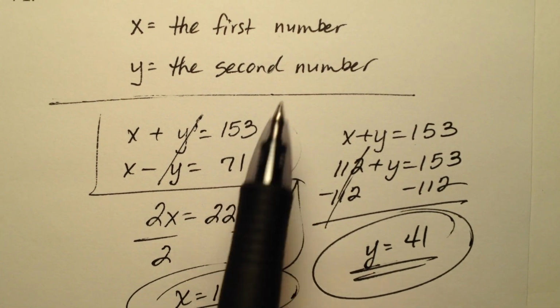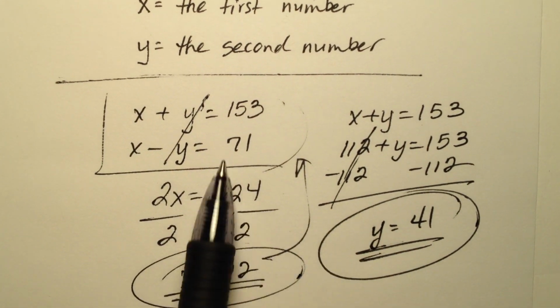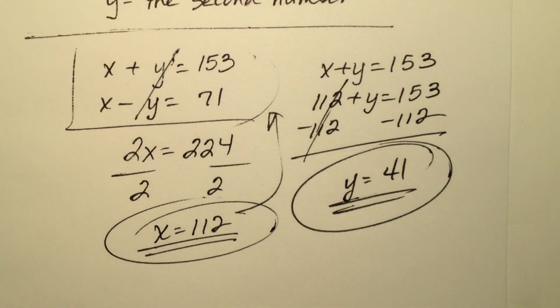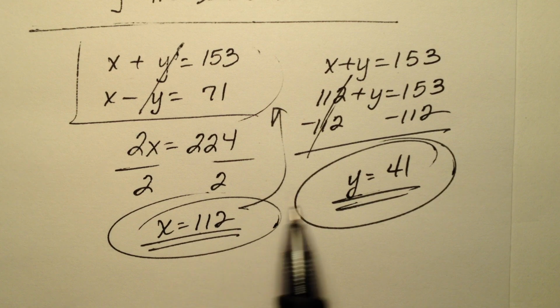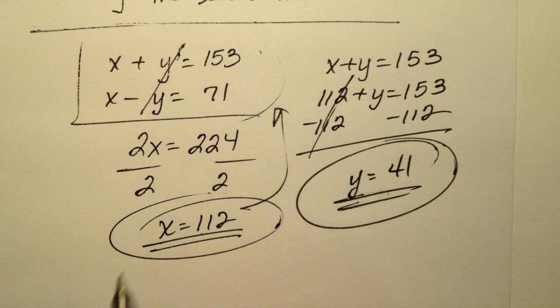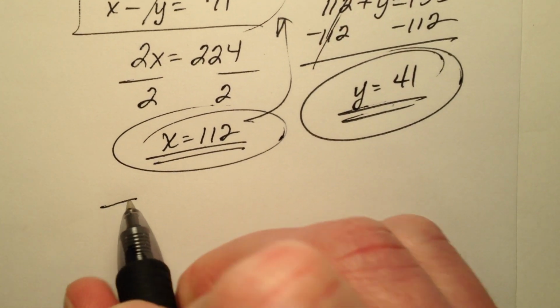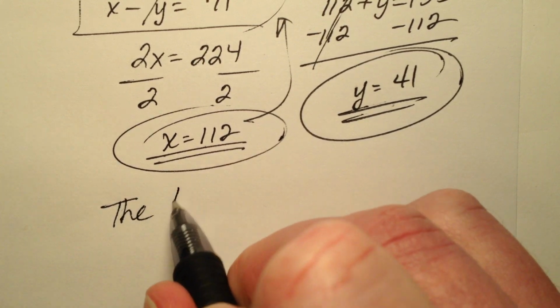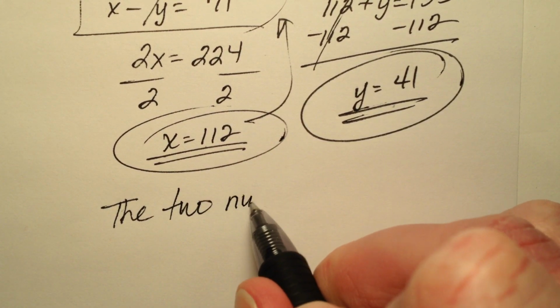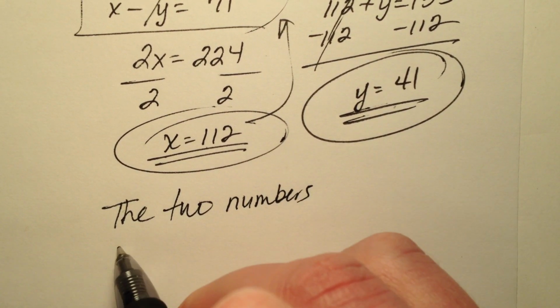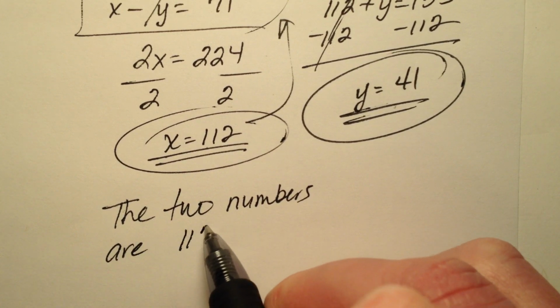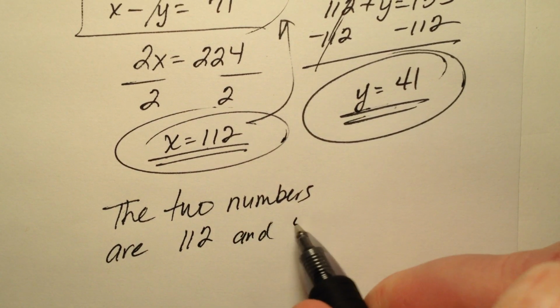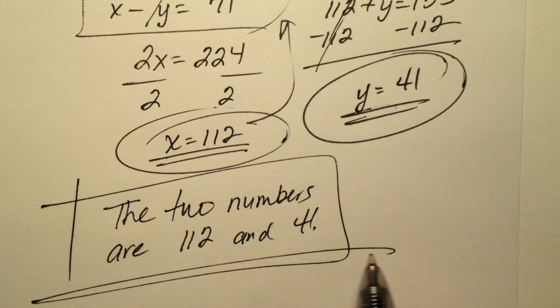So through my process of defining these variables, writing a system, and solving the system, I now have the two values for my numbers. So I'm going to write a little sentence here. The two numbers are, and they're going to be 112 and 41.